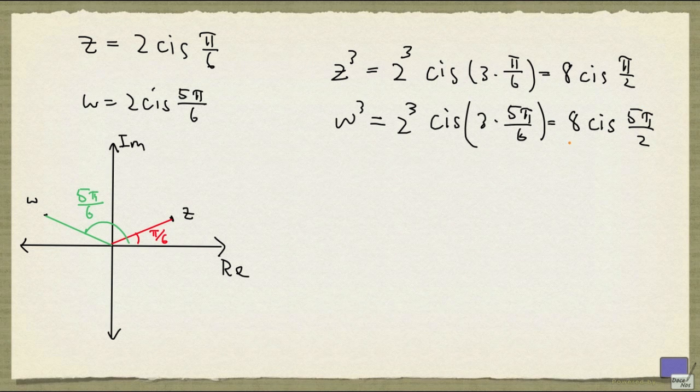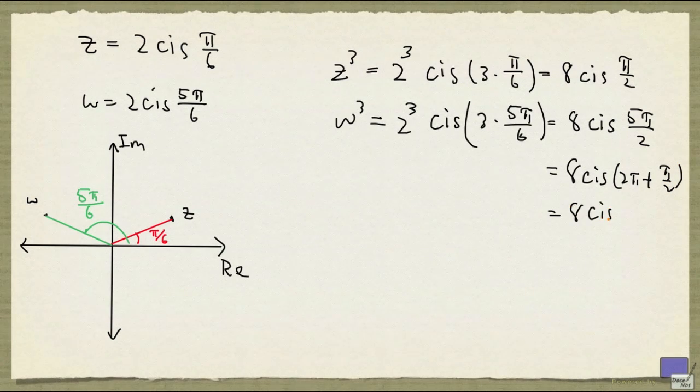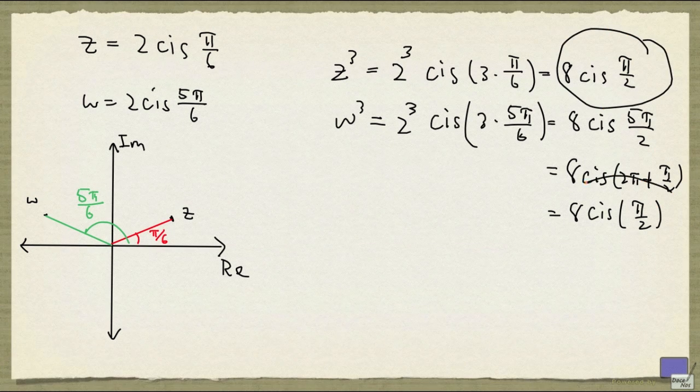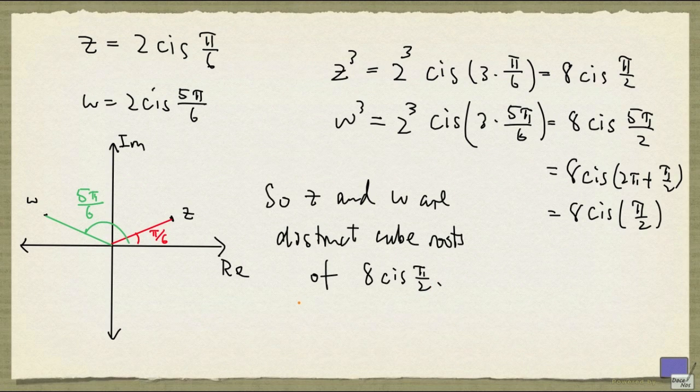But 5 pi over 2 is bigger than 2 pi. In fact, it is 2 pi plus pi over 2. And so this is going to be the same as 8 cis pi over 2. Now, look at these two things. They're the same. So the cubes of z and w are equal. So these are two distinct cube roots of the number 8 cis pi over 2. In fact, there's one more cube root of 8 cis pi over 2, and it's given by 2 cis 3 pi over 2. And you can check that the cube of this is equal to this.